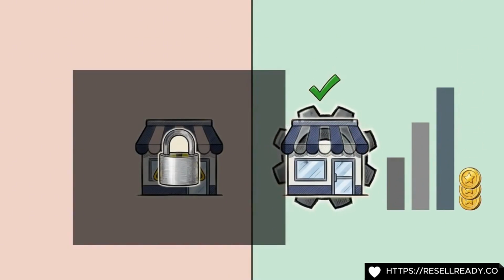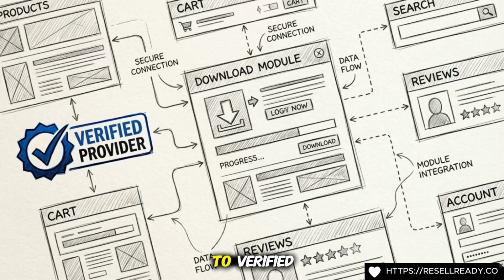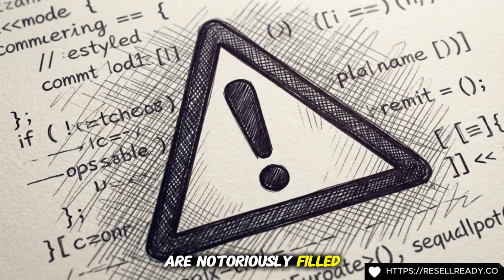Step 1 is sourcing your assets. The digital marketplace is vast, so you must restrict your purchases to verified, reputable PLR providers with transparent licensing terms. Do not buy cheap bulk file bundles from random forums. These collections are notoriously filled with stolen or copyrighted materials that will flag your account the moment you upload them.